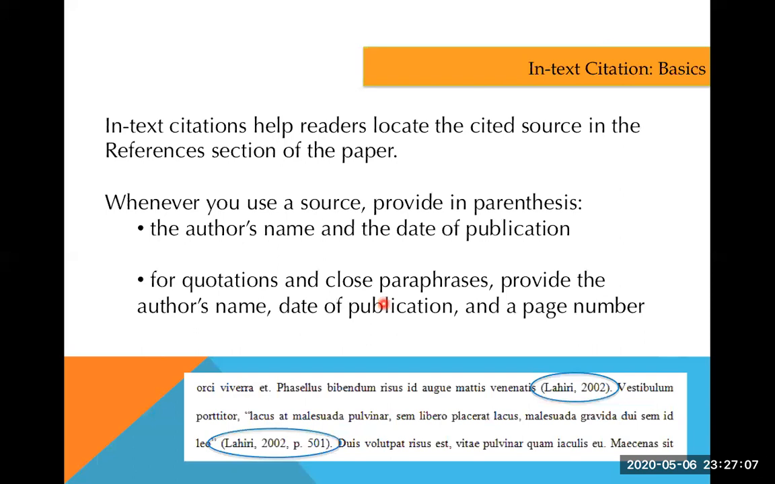Whenever you use any source, you should provide parentheses wherever possible, right? By writing the author's name and the date of publication, whether in the body or when you do in-text citations. For quotations and close paraphrases, you should provide the author's name, date of publication, and a page number as well. As the example below shows, the writer Lahiri, 2002. I use this, for example, twice. It's just an example, taken from one of the sources, right?